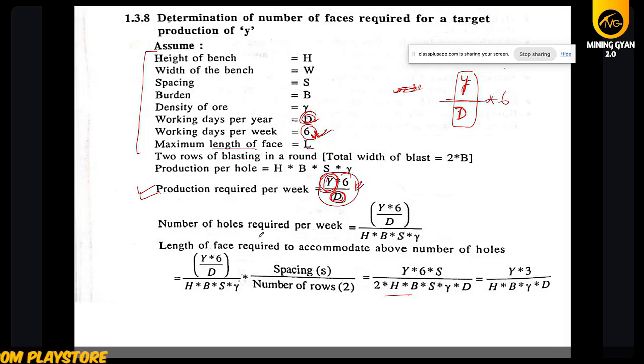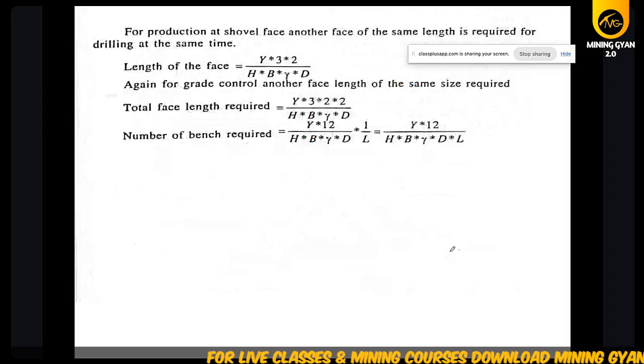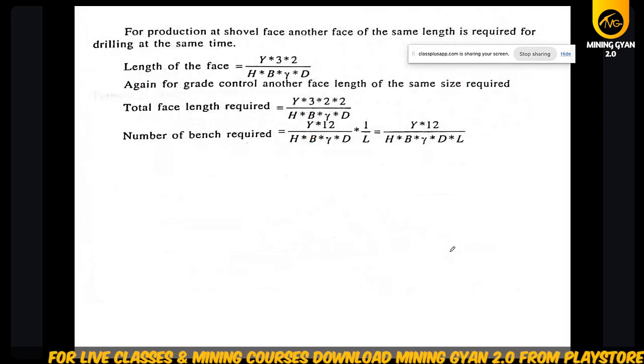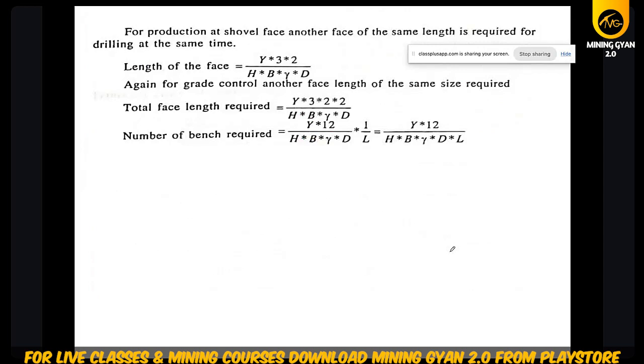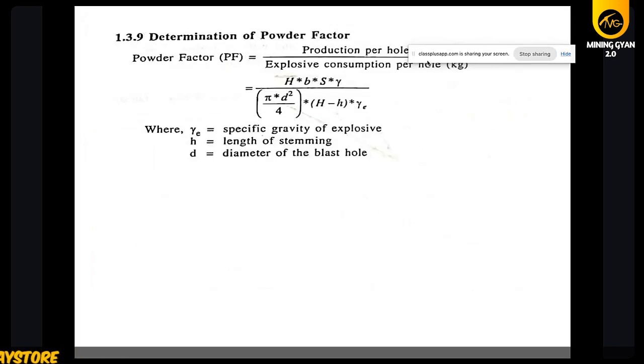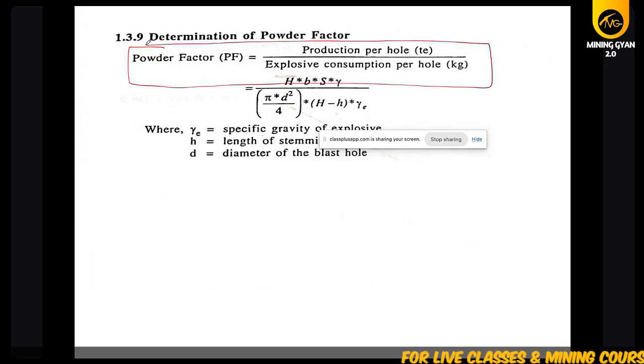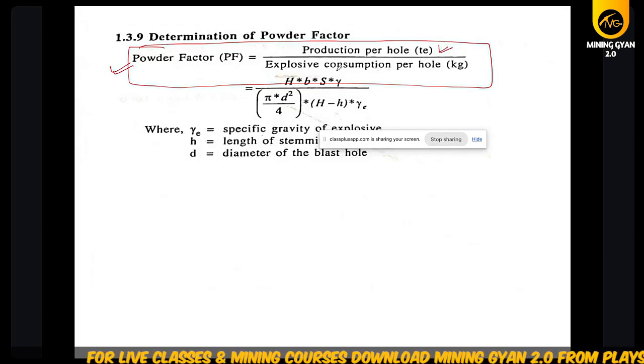Then the number of holes you will find out. Then the length of the face required to accommodate the above number of holes. So leave it, I will show you how to solve the question, because alphabets may confuse you or make you feel uncomfortable, but in the numerical it will be easy. If you practice 2-3 times, you will remember the process. So in this formula you should remember what the powder factor is. We discussed in the last class or previous classes what powder factor is: production per hole divided by explosive consumed per hole.